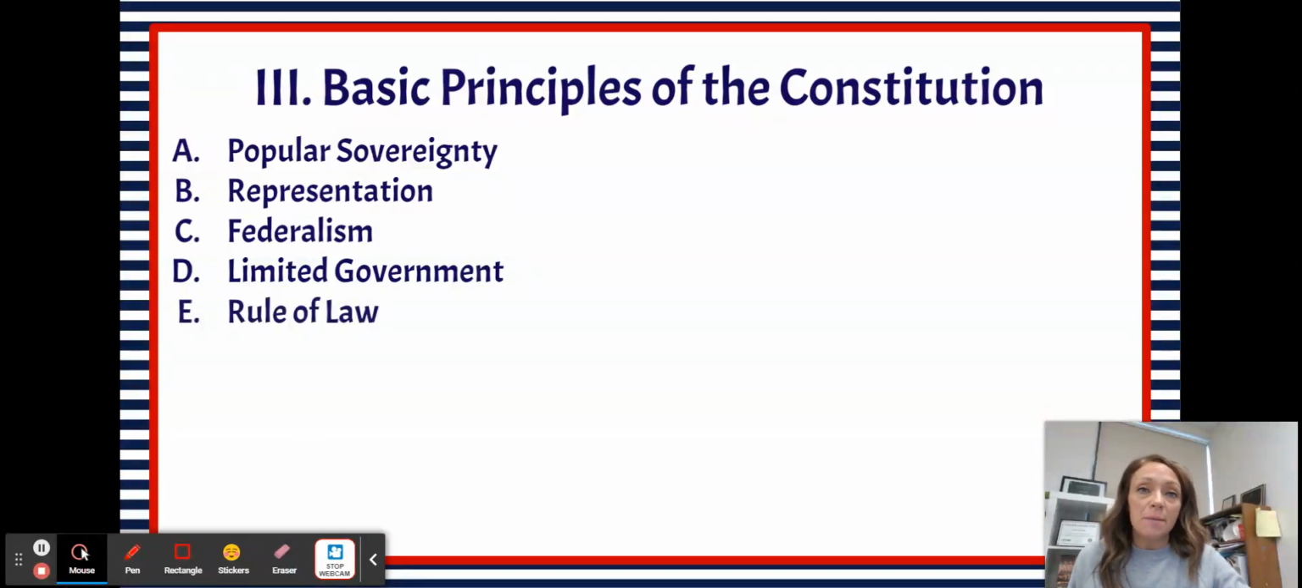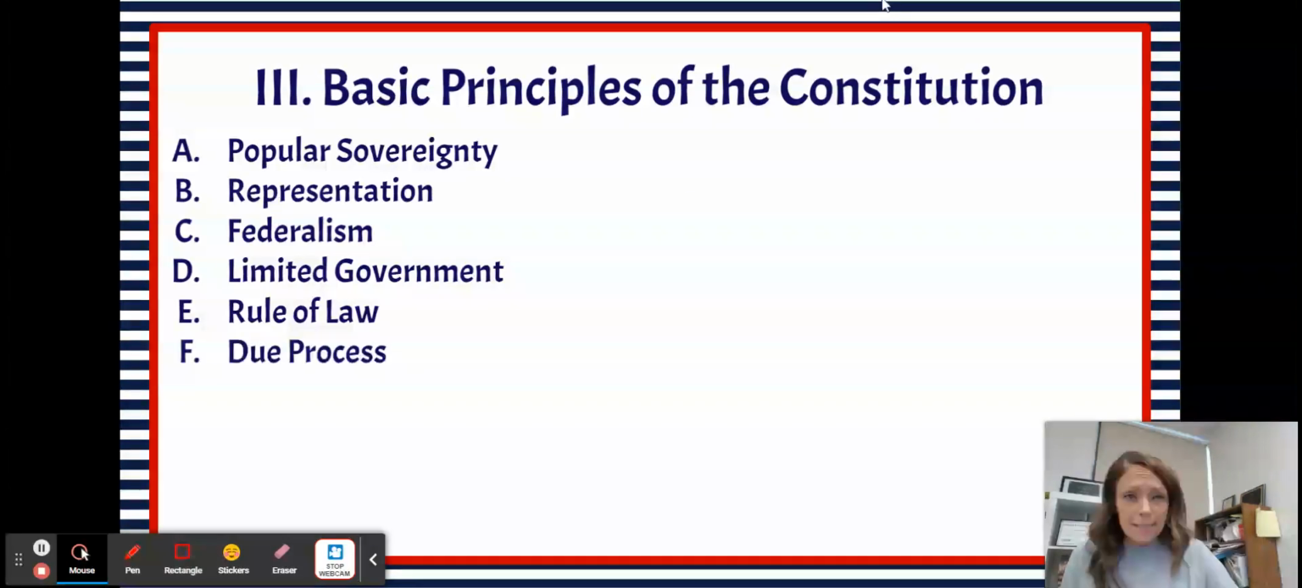We also have the concept of rule of law, which is one of my favorites. I love it. Rule of law means that everyone is subject to and not above the law, meaning it doesn't matter who you are. If you do something wrong, if you break the law, you're going to be held accountable. And that's one of the really cool things that we have in the United States.